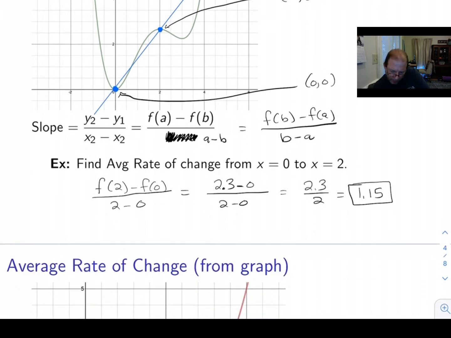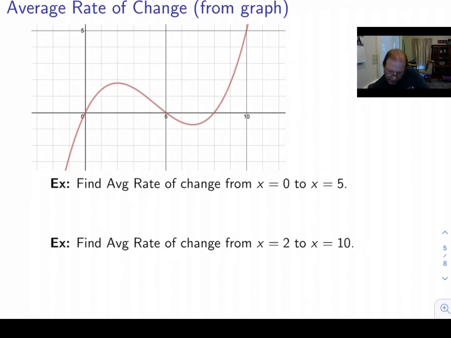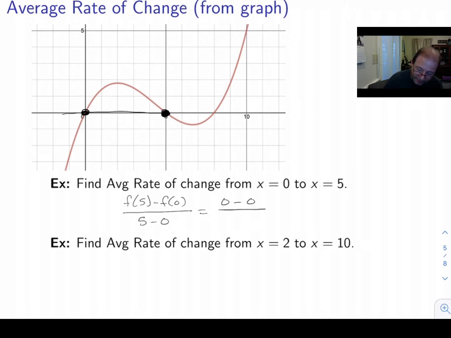Let's do another example. Here's a graph, and I want to find a couple of average rates of change here. If we go from 0 to 5, that's from here to here. And we can look at this graph and tell that the slope of the line between those 2 points is 0. But let's fill the formula in just for instructive purposes. What we would have would be f of 5 minus f of 0 over 5 minus 0. Well, f of 5, that's the y-coordinate here, is 0. f of 0 is also 0. So we just get 0 there for the slope of that line.